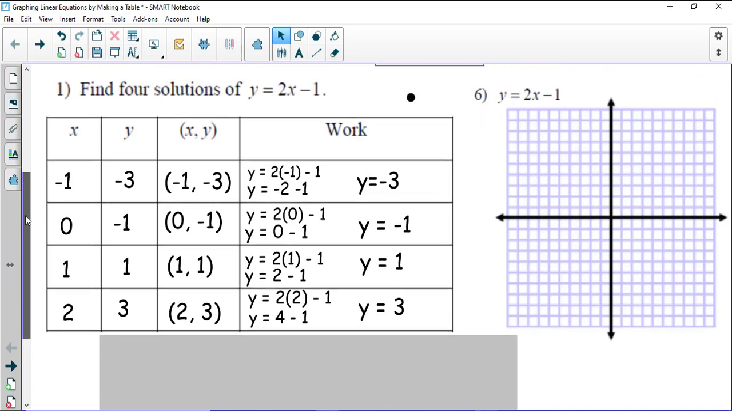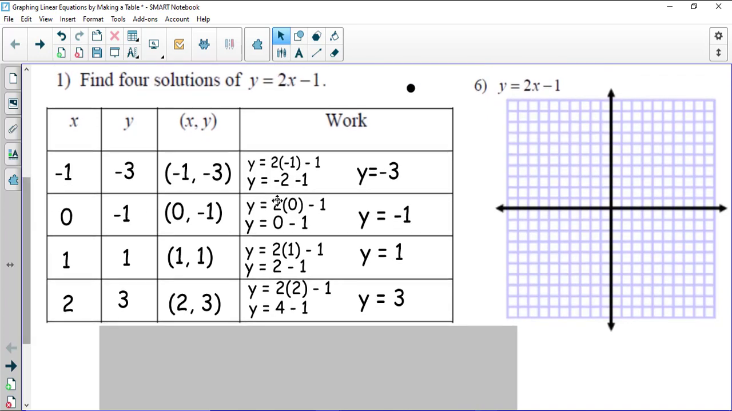Now, on the second page of these notes, you're going to see number 6, which is the same equation, we just need to graph it. So the first thing we are going to do in class is make the tables, but then we're actually going to graph those. So I'm going to do that right here. This is on the next page of the notes. So I'm going to graph these 4 ordered pairs, and it should, fingers crossed, look like a line.